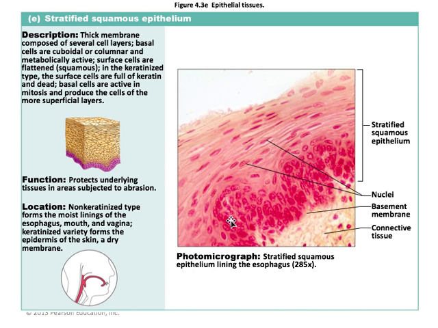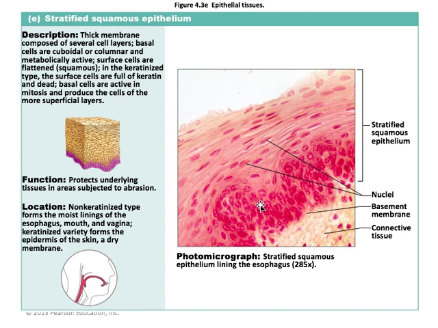There, the cells would be keratinized or containing keratin. This one is stratified squamous epithelium lining the esophagus. And so here we're showing the esophagus is the part of the anatomy that allows you to swallow your food and bring it down into the stomach.